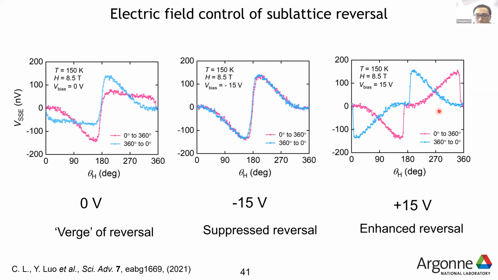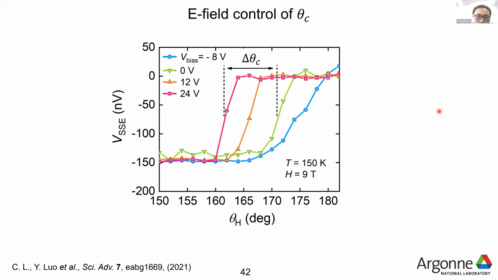So then we can further do a closer measurement near the transition. Shown here is the measurement near the spin flop transition as a function of field angle. As we apply different gate voltages, the transition occurs at different field angles. So from this measurement, we can see that this transition could be driven purely by using an electric field.